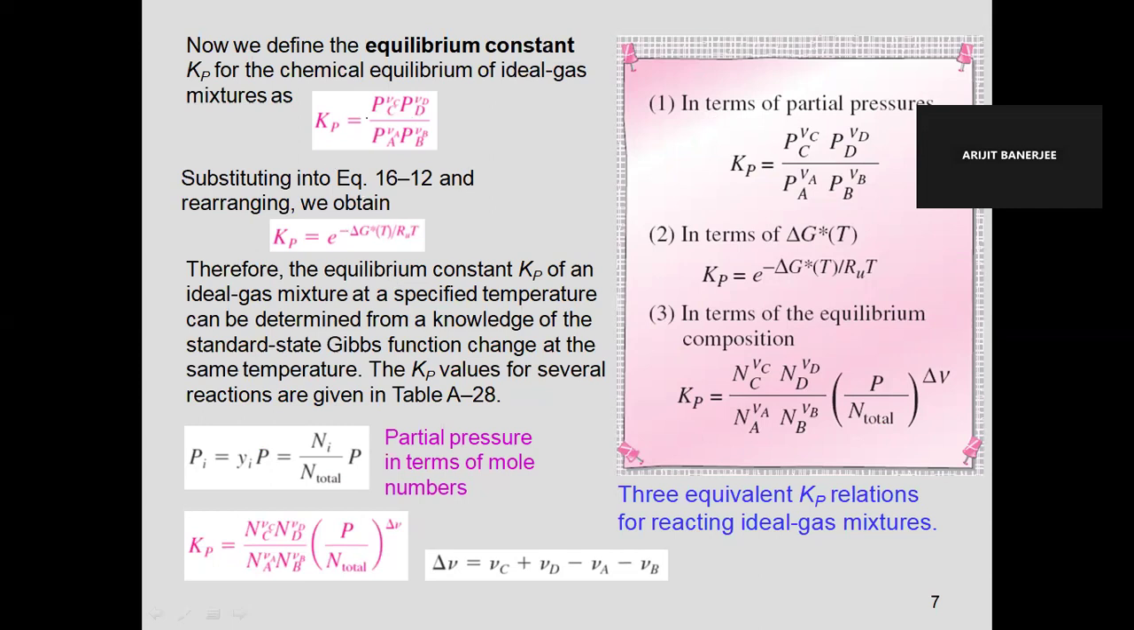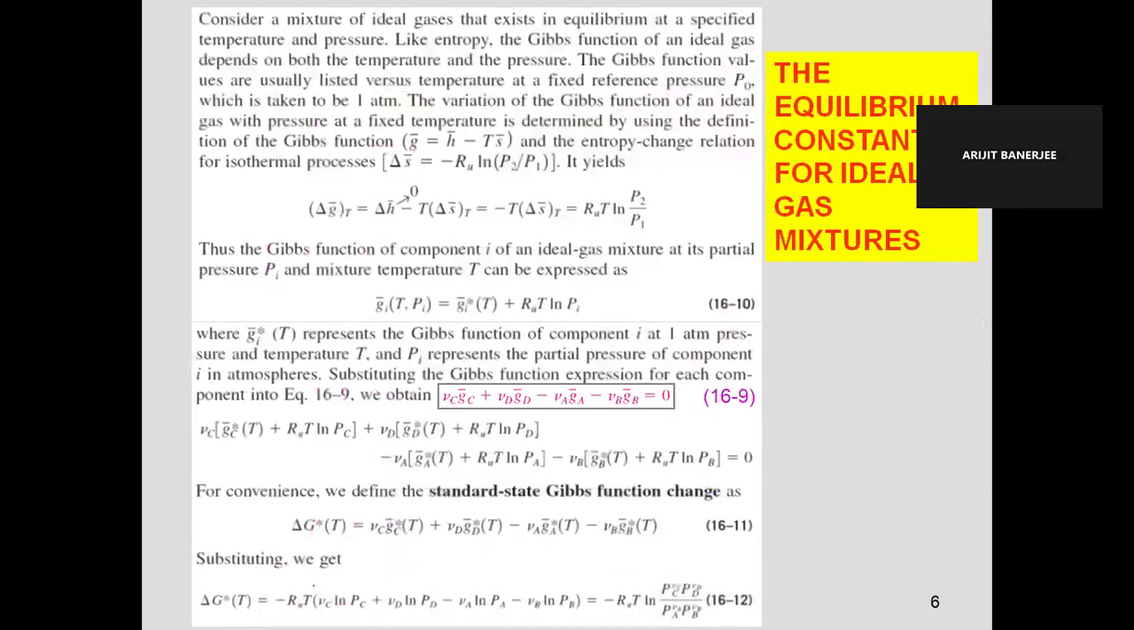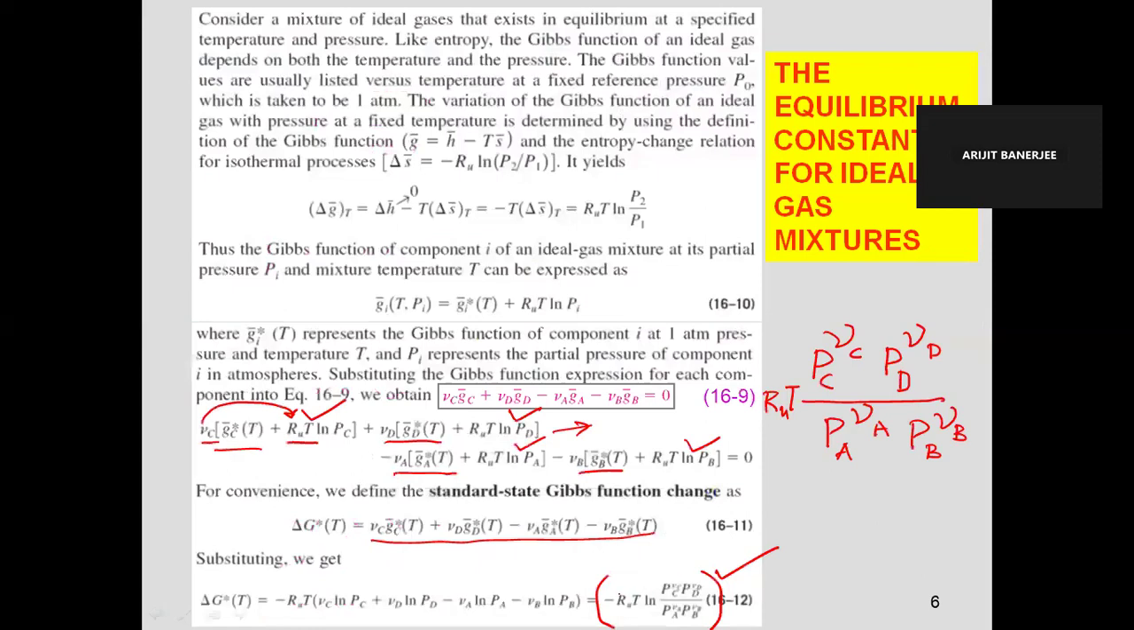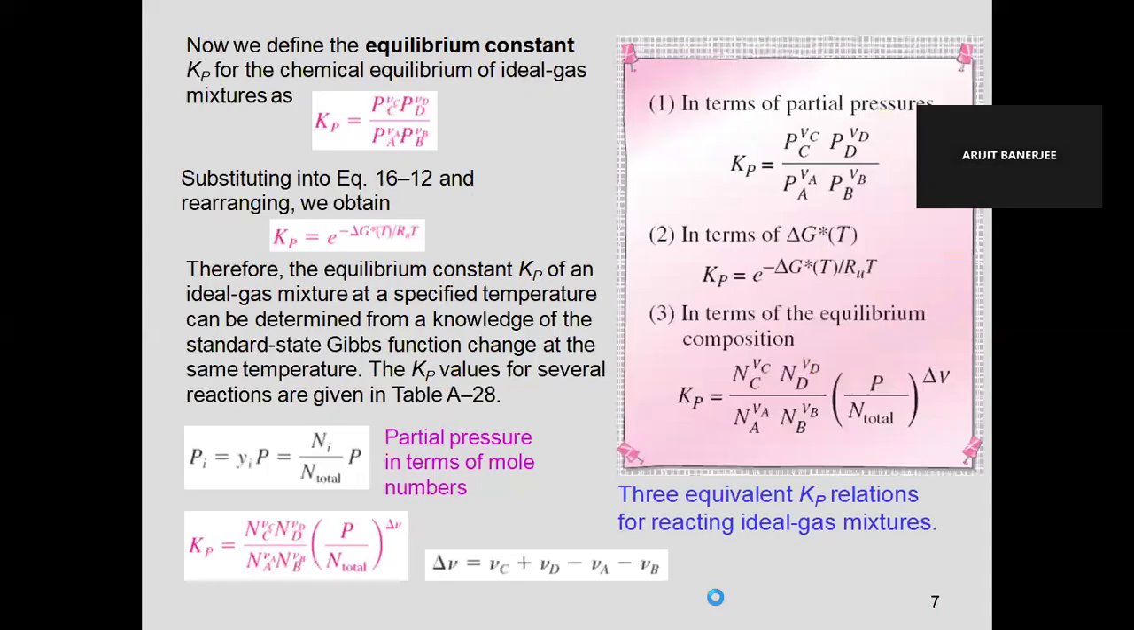Okay. Now this is replaced by Kp in the earlier equation here. Now Ru T ln Kp, so delta G is equal to... Therefore, delta G star at specified temperature is equal to minus Ru T ln Kp.